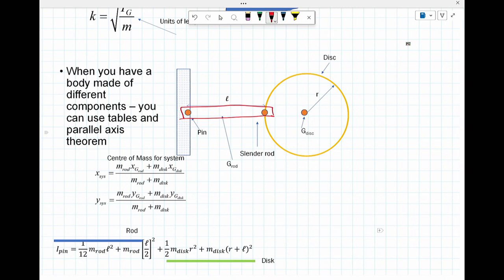All right, so there's a slender rod and a disk, and that's the typical case. Here's the disk, here's the rod. You add them both up, you find out what the center of mass of the system is by just finding x and y, because again, nothing happens in the z direction.